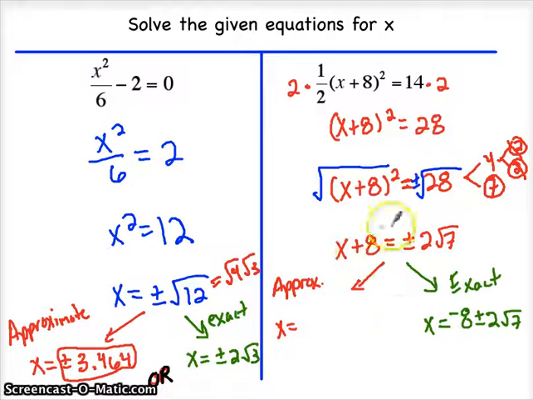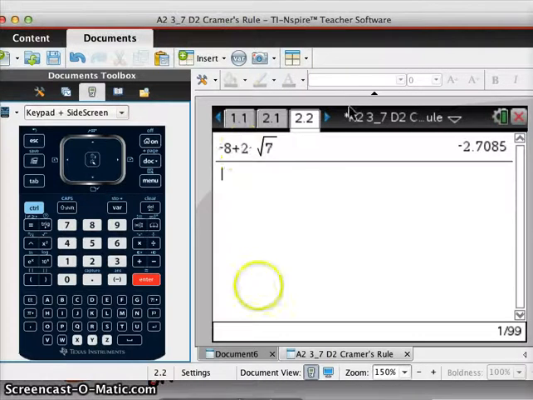Then finally, I went ahead and subtracted 8, which means the exact value answer would be negative 8 plus 2 root 7. And the other answer is negative 8 minus 2 root 7. Remember that those are two separate answers, but because 2 root 7 is irrational, I can't actually add them together without approximating.